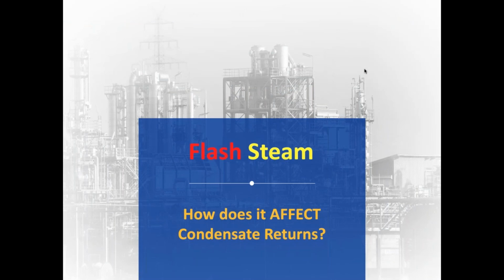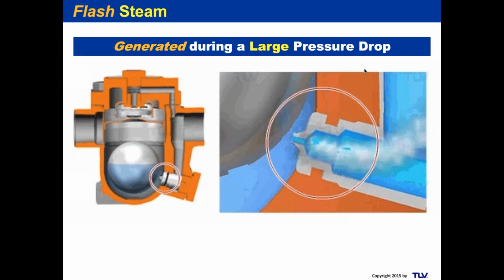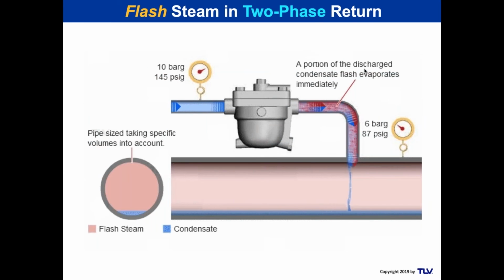All right, flash steam, how does it affect condensate returns? So there's your steam trap on the left and the orifice is circled. And now you see when condensate goes from a high pressure region to a low pressure region, it flashes. That's generated with a large pressure drop. So most people don't realize it. This is one of the phenomena of steam, that when you go through a trap and you get flash steam, the pipe is mostly filled with steam, not with condensate.